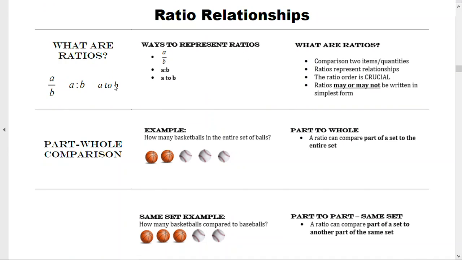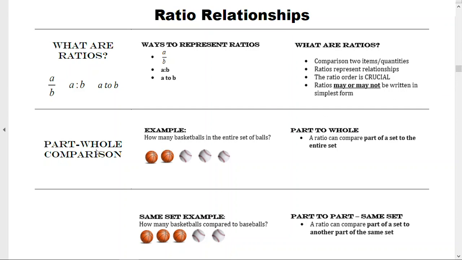So the first part of this talks about just what are ratios, the 3 ways to write them. So we know it's a fraction, a colon, and the word to. They're a comparison between 2 things. And order is super duper duper important. And we're always going to say make sure you always simplify them.